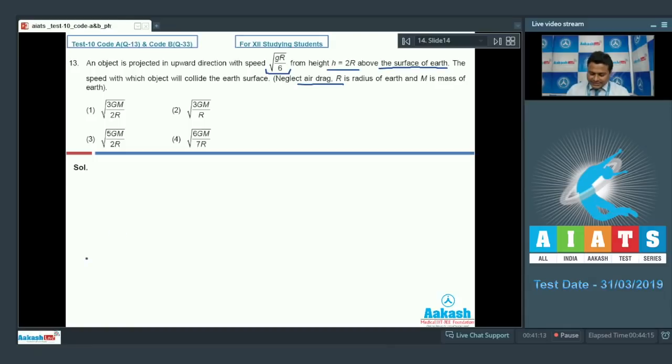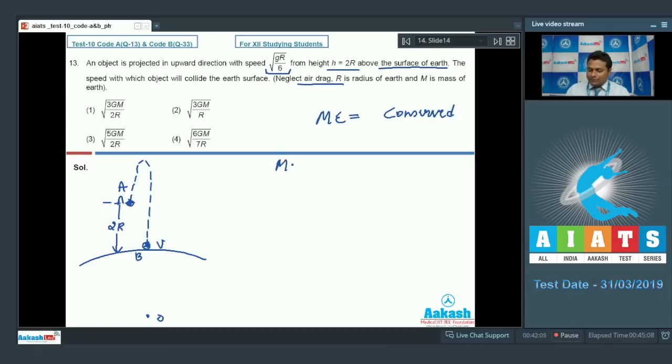Now the situation says, suppose this is the earth, center at O, and the particle is released from point A, suppose, which is at a height 2r from the surface. Now the motion of the particle will be something like this. It will reach the surface, suppose with some velocity v. This is point A and suppose this is point B. Gravitational force is acting on the object, which is a conservative force, so we can apply the law of conservation of mechanical energy. Mechanical energy here will be conserved.